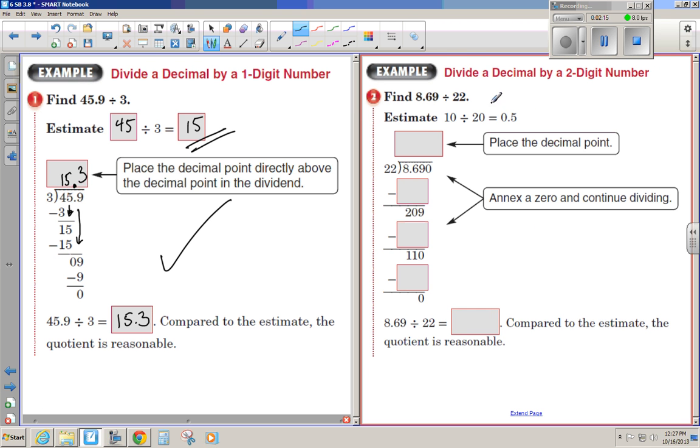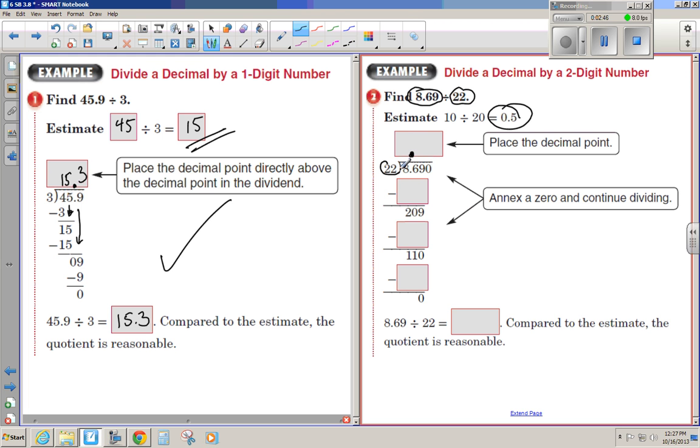All right, now dividing by a 2-digit number. Let's estimate again. We're going to estimate this up to 10 and we're going to divide by 20. So our estimated answer should be about 1/2. All right, now let's give it a try. We line up the decimal points.